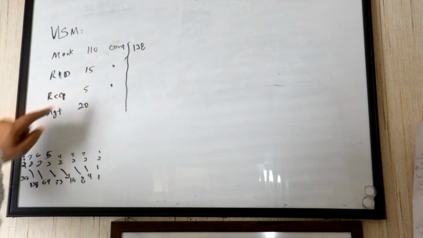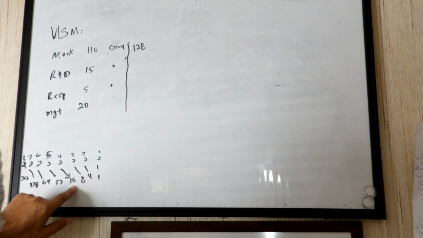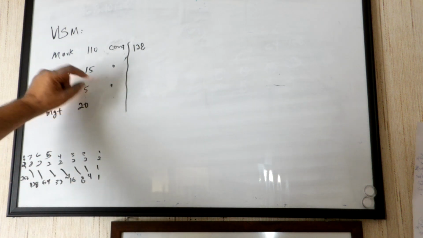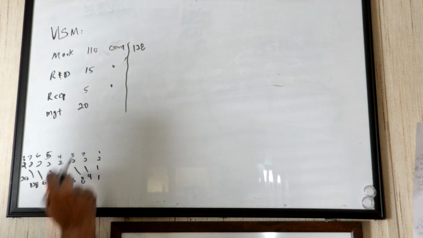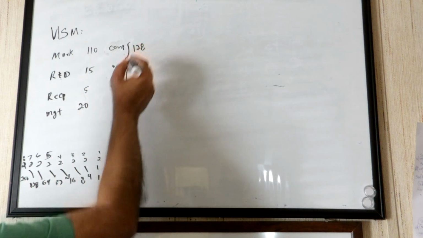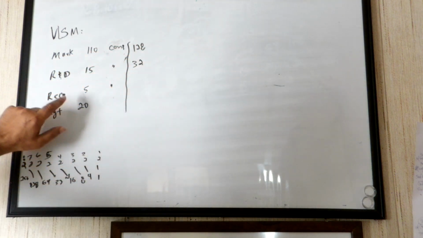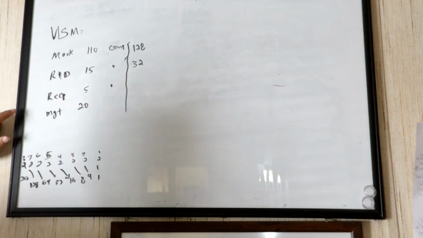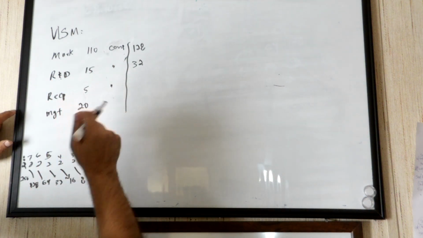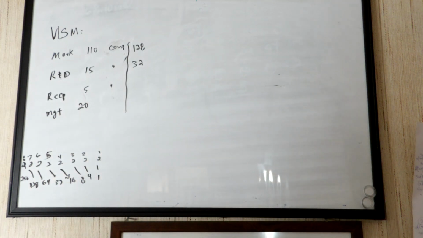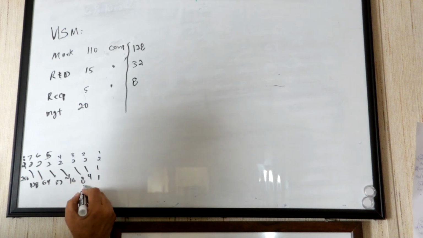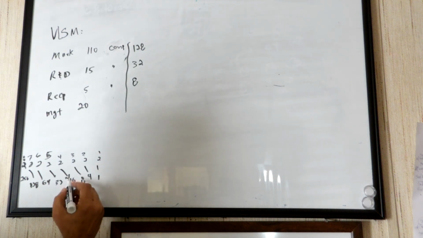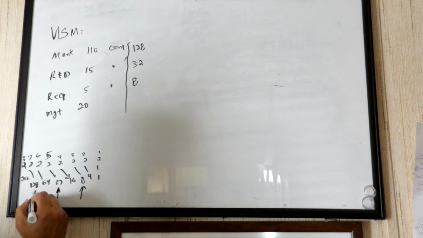See, we have 15. What is 15 here? Either 16, but this is the number of computers. You have to add one for the broadcast and one for the network ID, so we can't use 16. We are going to use 32. And for 5, we add the two for broadcast and network, it's going to be 7, so we can use 8.